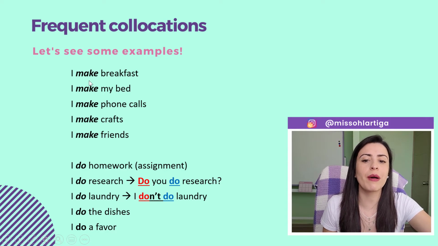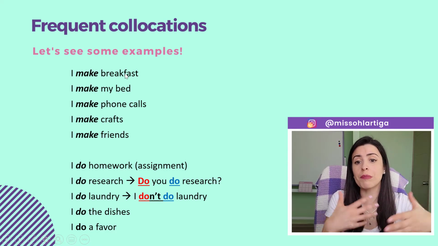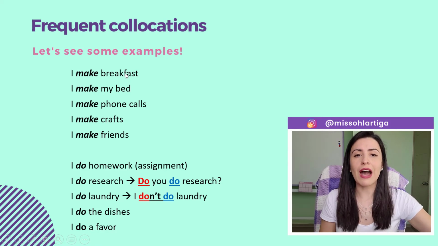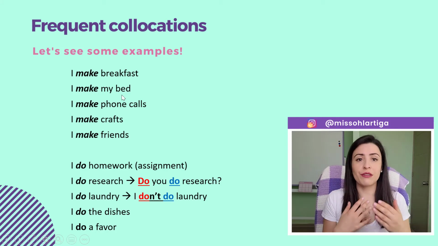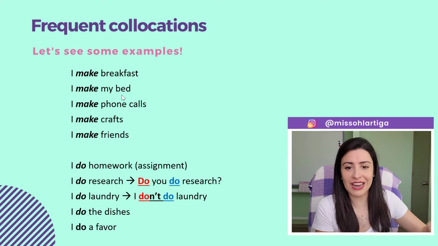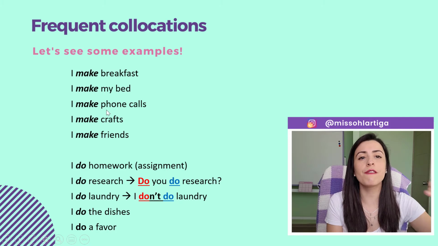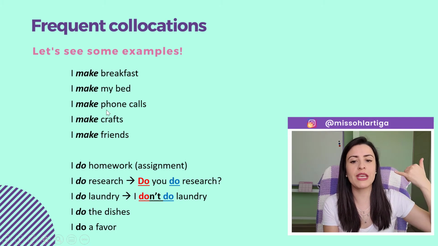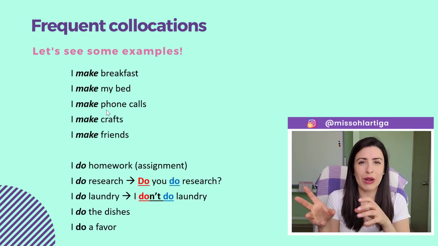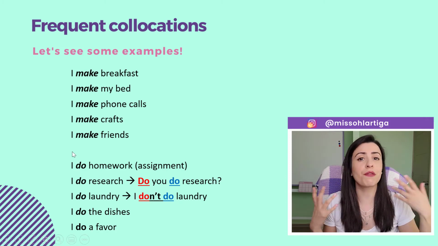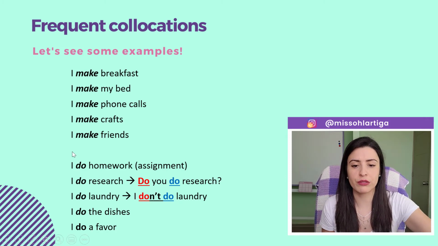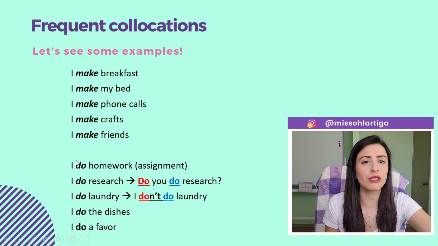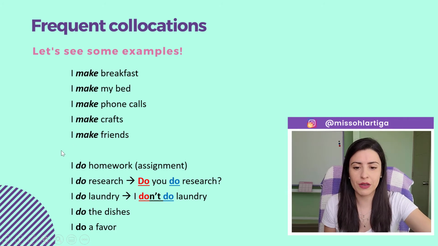For example, we have make breakfast. To cook, that means to cook breakfast. I make my bed. Eso significa hacer la cama, así como ordenarla, ¿verdad? I make phone calls or to make crafts, como manualidades, ¿verdad? To make friends, hacer amigos o amistades, ¿ok? Esos son algunos ejemplos bien frecuentes.